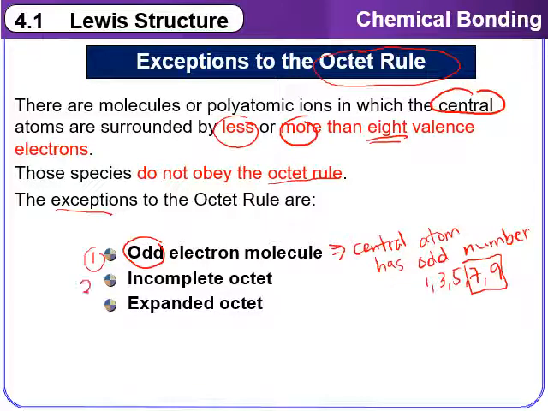The second type is incomplete octet. Incomplete means not fulfilled or not enough, so indirectly it means the central atom has less than 8 electrons. The last one, number 3, is expanded octet. From the word expand, it goes beyond 8, so the central atom may be surrounded by more than 8 electrons.